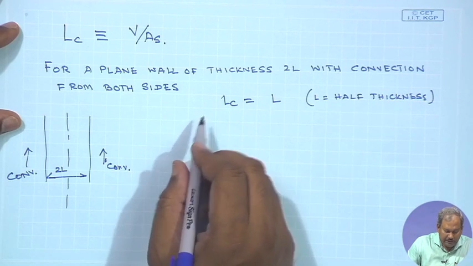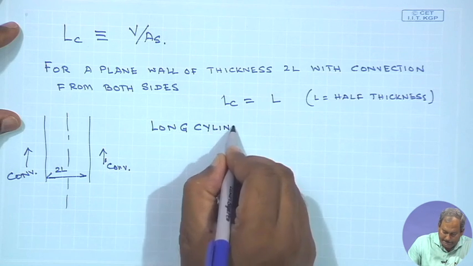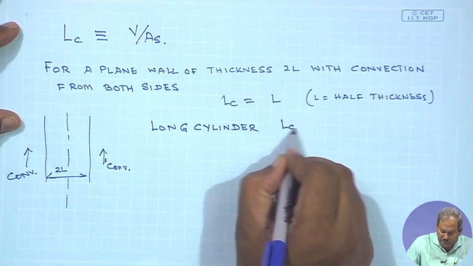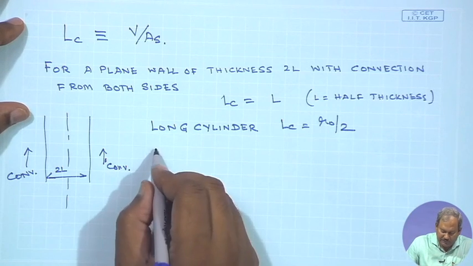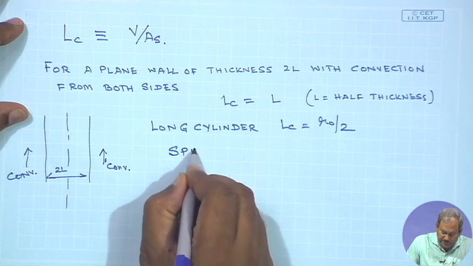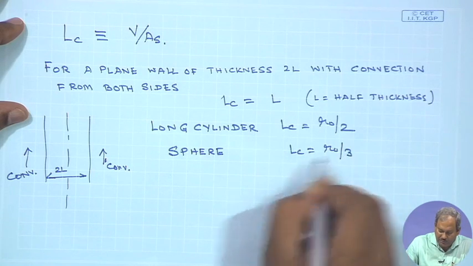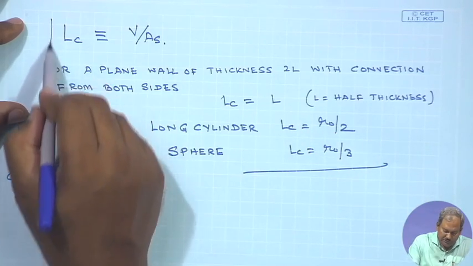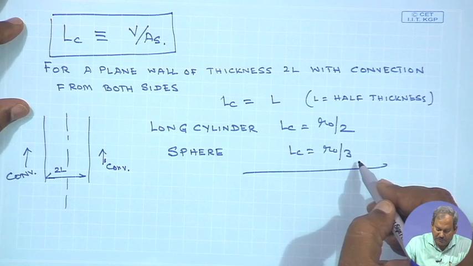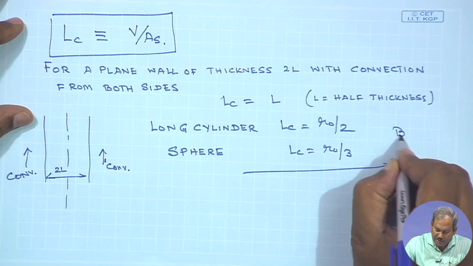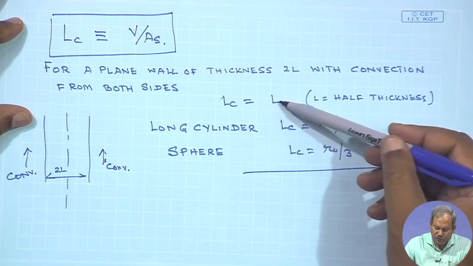And if you take a long cylinder, this LC would turn out to be R0 by 2, where R0 is the radius of the cylinder, and for the case of a sphere, this LC is going to be equal to R0 by 3. So, by definition, one should choose the characteristic length while calculating the Biot number for a system. The Biot number is defined as h LC by k, and this LC should be this.